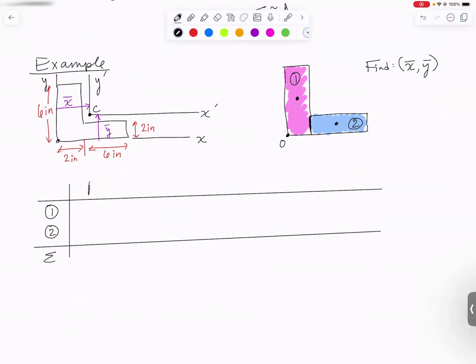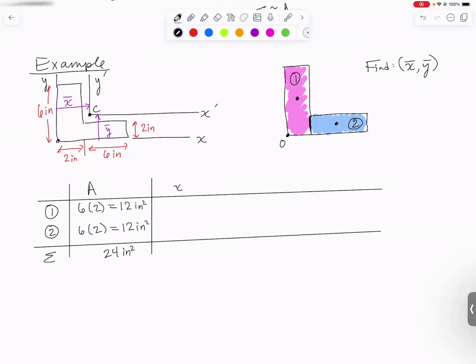And the area of my pink shape, rectangle number 1, is going to be 6 inches times 2 inches, which is equal to 12 inches squared. And the other rectangle is also a 6-inch times 2-inch rectangle. So that's 12 inches squared. And I can add these two up. So my total area will be 24 inches squared.